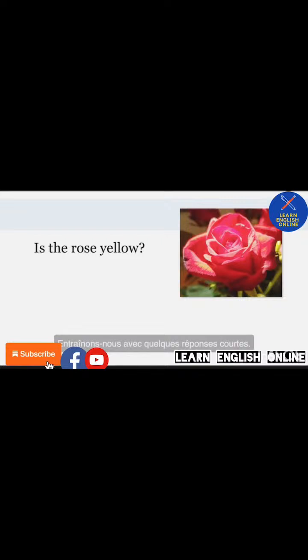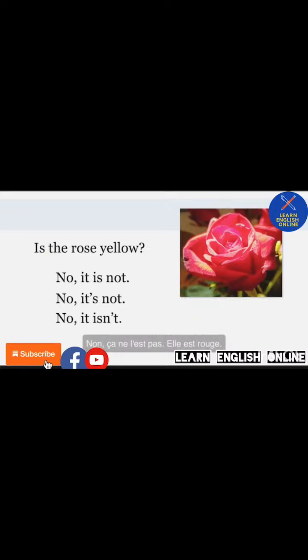Let's practice with some short answers. Is the rose yellow? No. No, it is not. No, it's not. No, it isn't. It is red. All three of these negative answers mean the exact same thing. It's just your choice. Which one do you want to use?